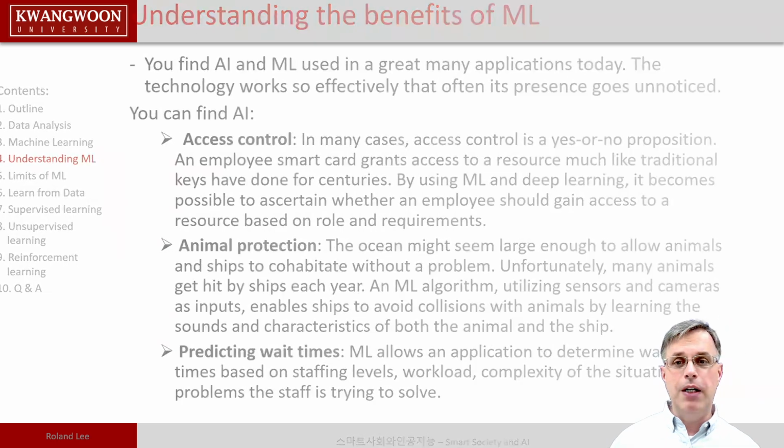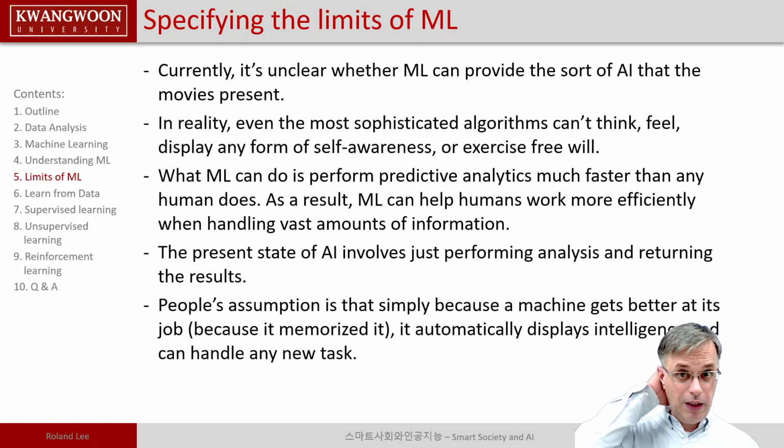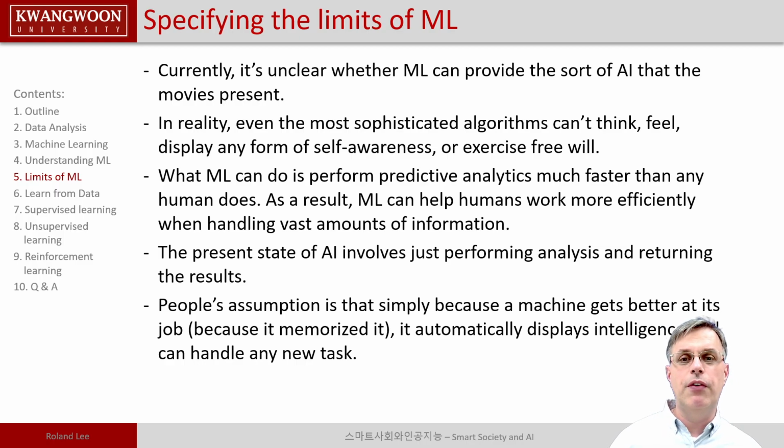Now, let's see being useful, being mundane. So, specifying the limits. Even the movies suggest that AI is sure to make a huge splash, and you occasionally see extraordinary uses for AI in real life. Most uses for AI are mundane and even very boring. But now let's continue with specifying the limits of machine learning.